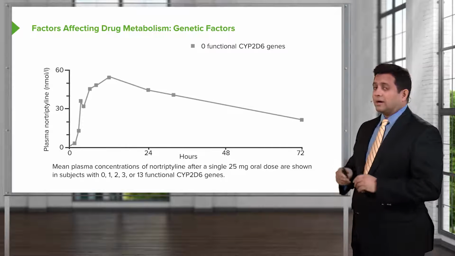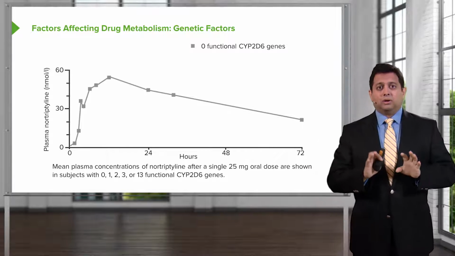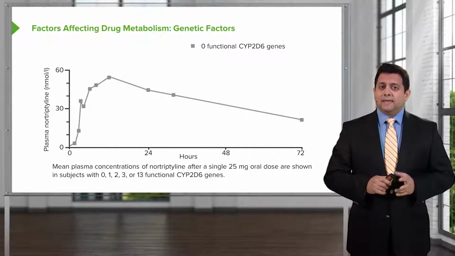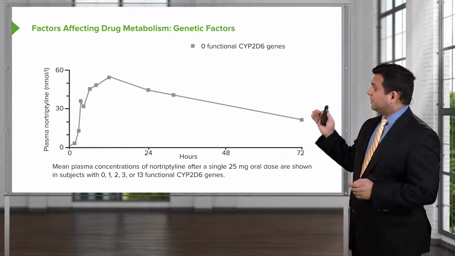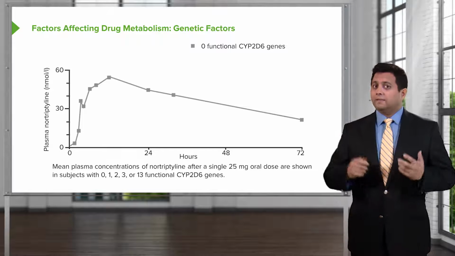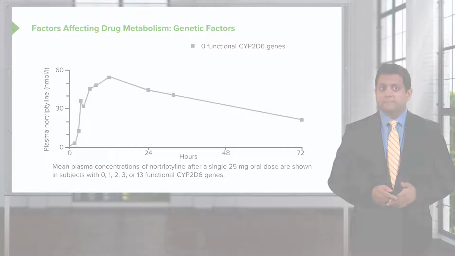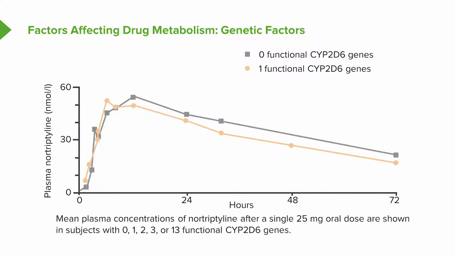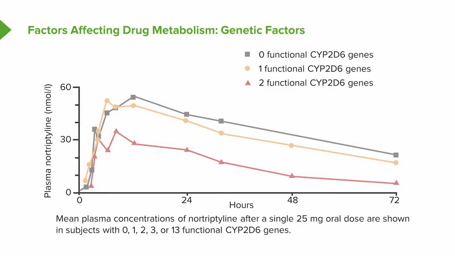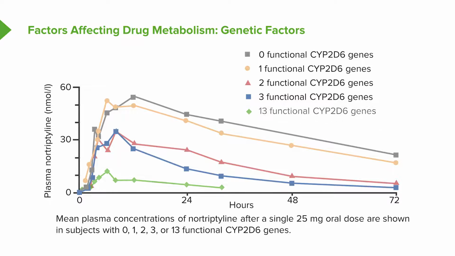Here's an example of what we're talking about. This is a drug called nortriptyline. It's an antidepressant. Let's take a look at a person who has 0 functional 2D6 genes. There's the concentration curve. Now let's look at a concentration curve when a person has 1 functional gene, or 2 functional genes, or 3 functional genes, or in fact 13 functional genes. So the more functional genes for that 2D6 you have, the lower your drug level and the less active that drug is going to be in that body, and the more drug you need to prescribe for that person, or perhaps just use a different drug.